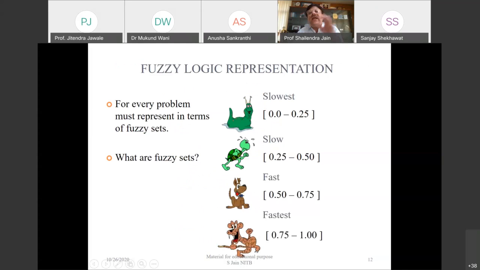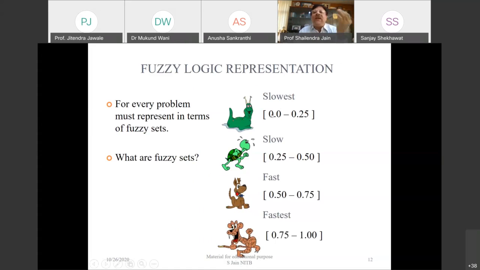But let's see, I have a bullock cart, a bicycle, a motorcycle, and a car. Then probably I cannot say that this is slow, this is fast. Rather, we have to have relative terminology: for the bullock cart, slowest, then slow, fast, and fastest. Let's say if this is a car, we'll say fastest. Now, what is the meaning of slow, slowest, fast? You have to have some numerical values.